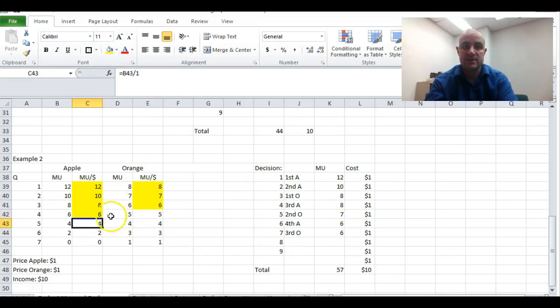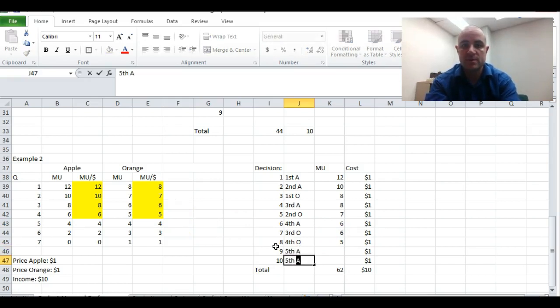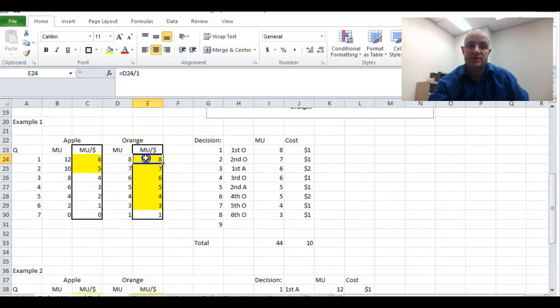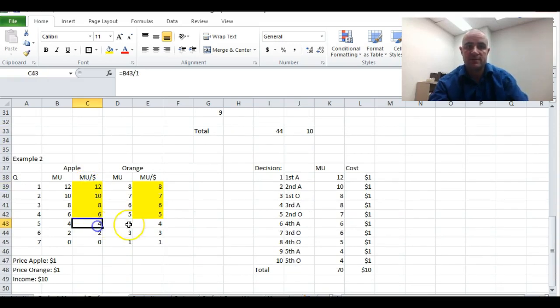And next we can get either the fourth apple or the fourth orange, and get 5. And then finally, both the fifth apple and the fifth orange give you 4. So we get the fifth apple and fifth orange, and we get 4 each, and we spent $10. So now if we compare that, because the price of apples went down, instead of getting 6 oranges and 2 apples, we are getting 5 and 5.